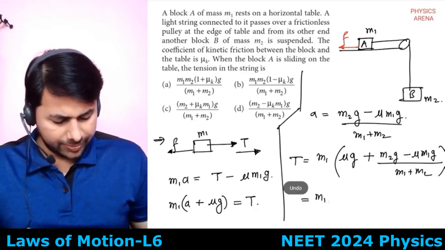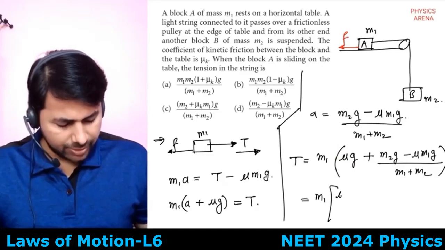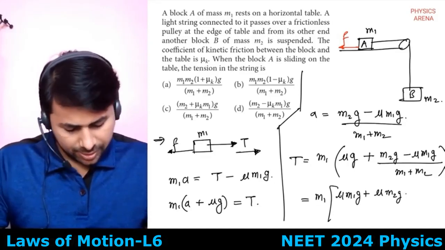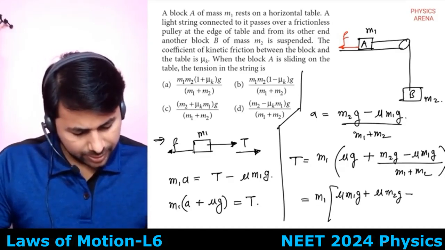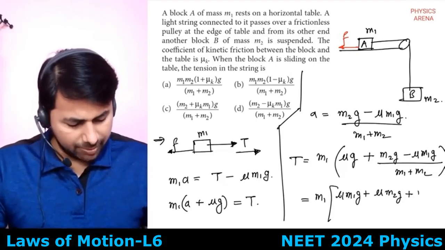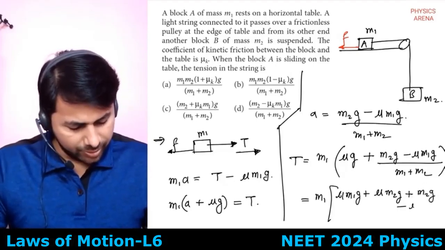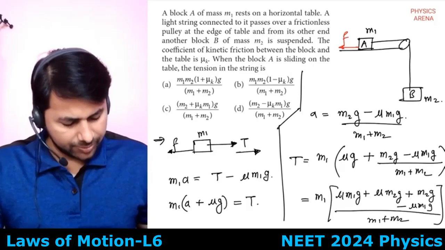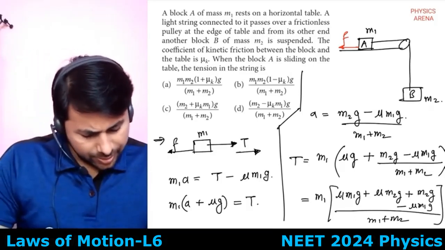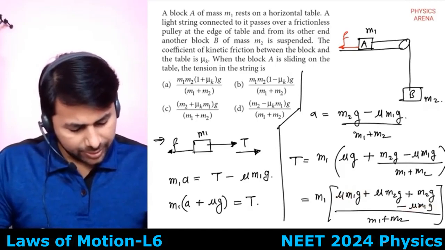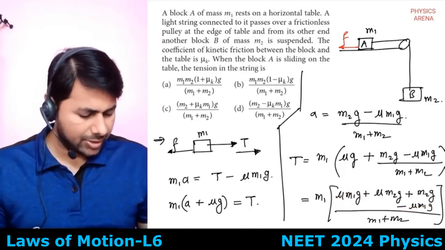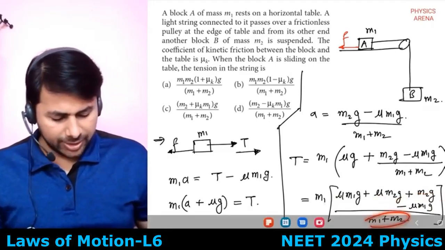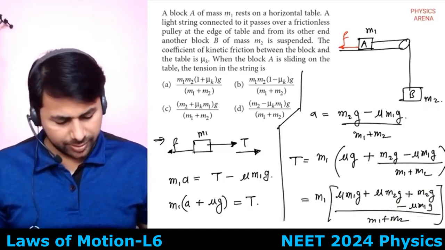You have this m1 outside, mu times m1g plus mu times m2g plus this thing m2 into g minus mu times m1g, and in the denominator you have m1 plus m2. So this thing and this thing will get cancelled out. So it is m1 times g plus mu times m2 times g plus mu times m2 times g divided by m1 plus m2, multiplied by m1.